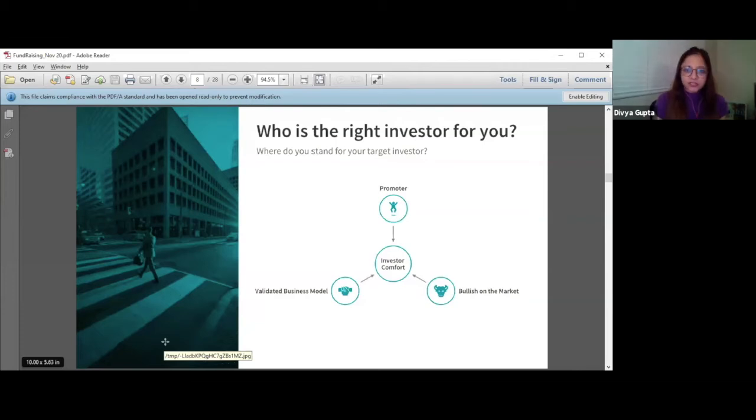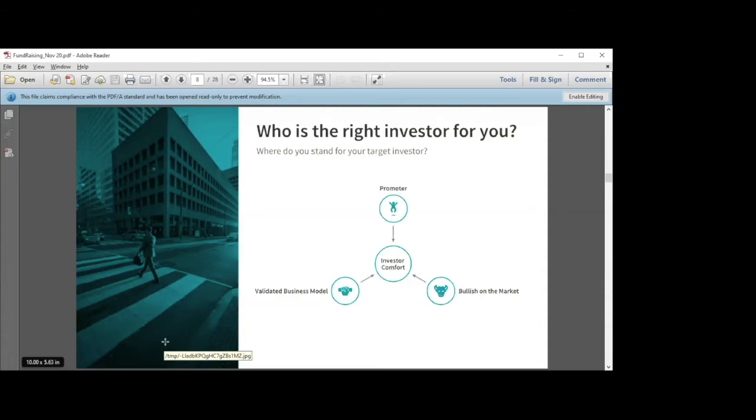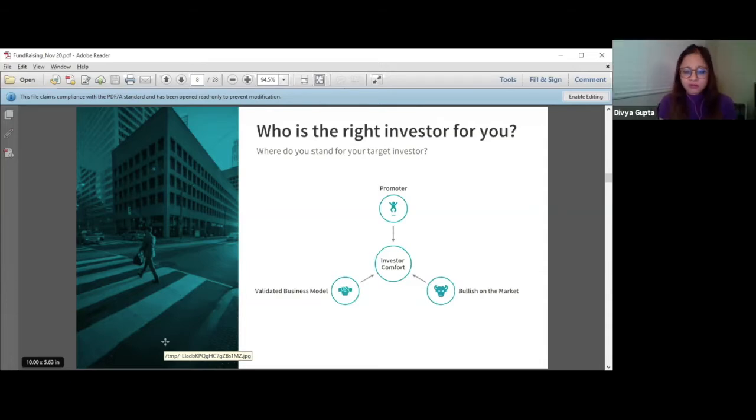Now that we've discussed whether you should go to market or not, and who are the possible investors, how do you start deciding which investor you should reach out to?